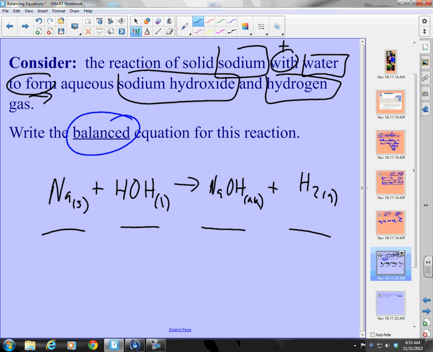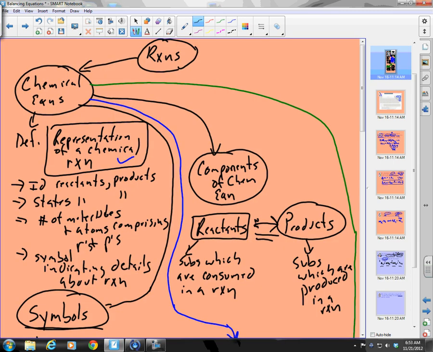Right? I don't change H2O to make it balanced. The only way I can balance things is to put numbers in front of my items. Okay, how would I do this? Well, let's look at some tips. What are some tips maybe that will help us balance?